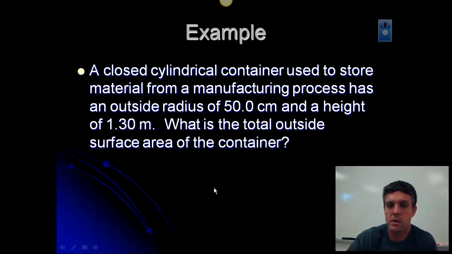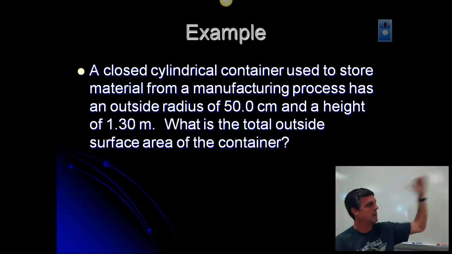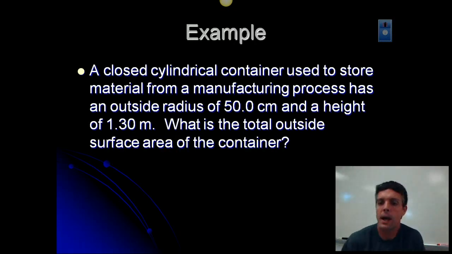All right. Hopefully you took a second and jotted down this example. It says a closed cylindrical container used to store material from a manufacturing process has an outside radius of 50 centimeters. I don't have a meter stick, but that's half a meter. And a height of 1.3 meters high. What's the outside surface area of the container?